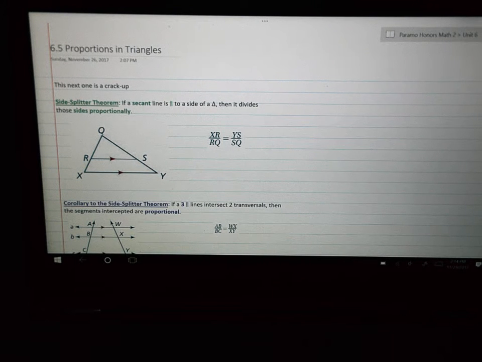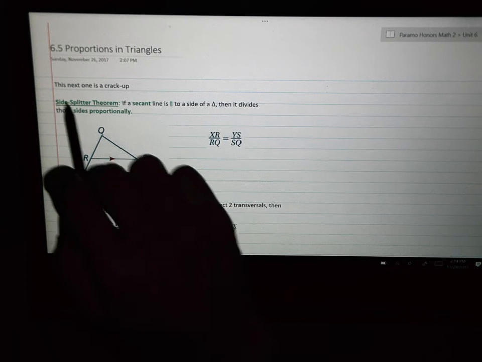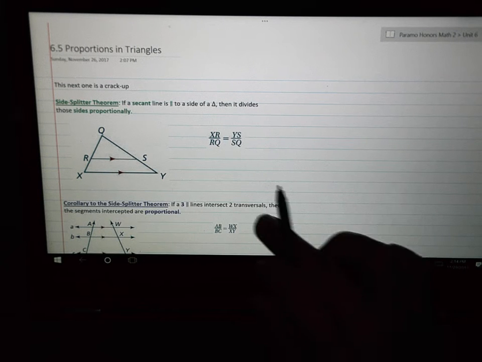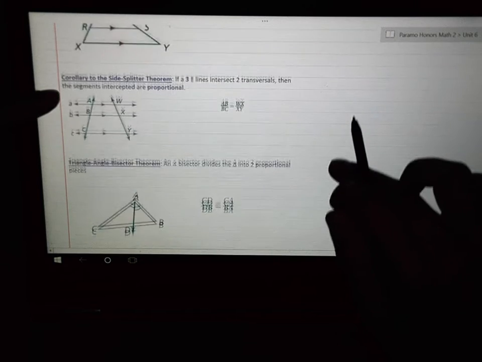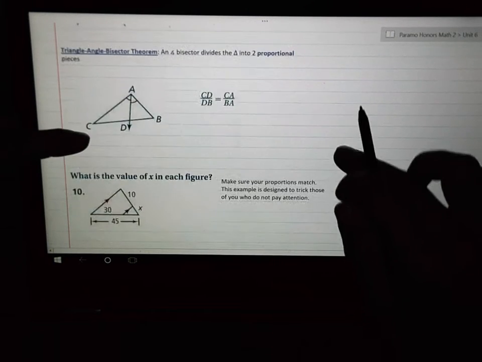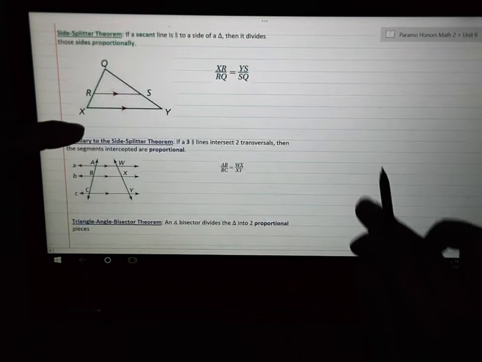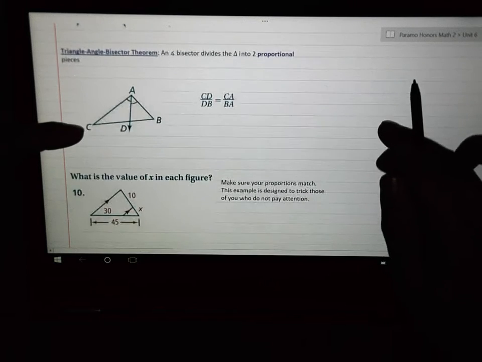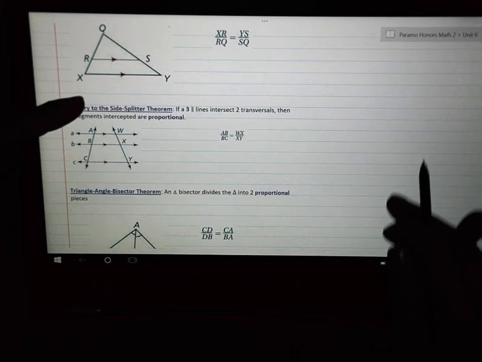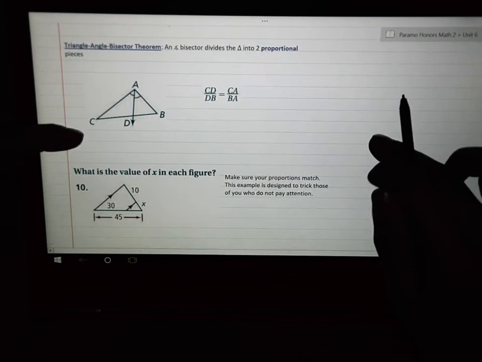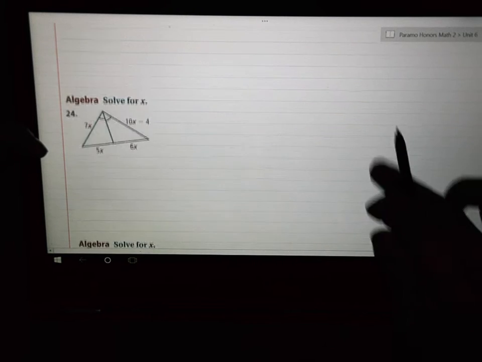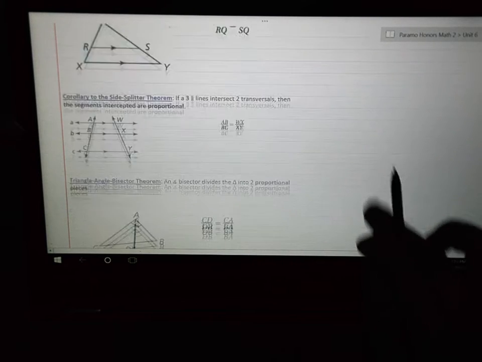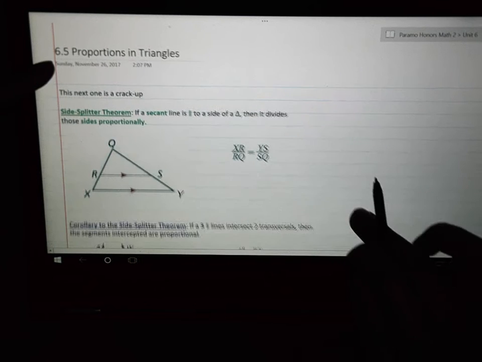6.5 is on proportion in triangles. There are 3 theorems that we are going to write down, and please include the pictures. And then there are 3 examples. So that's what you're going to be writing down. So just so you have an idea.